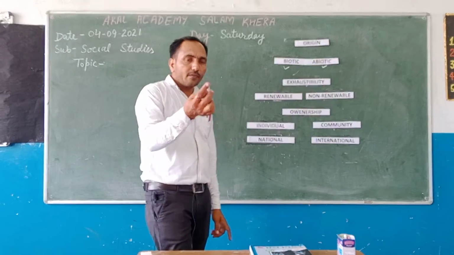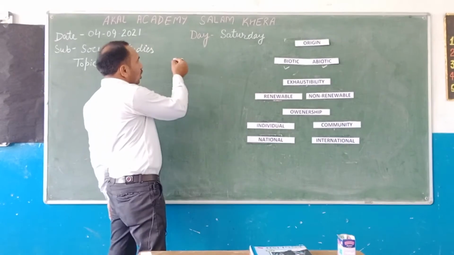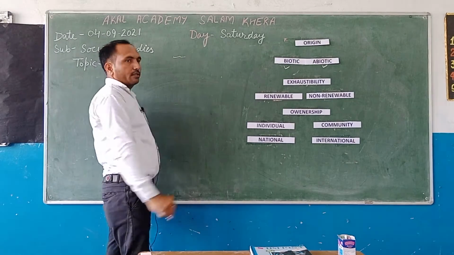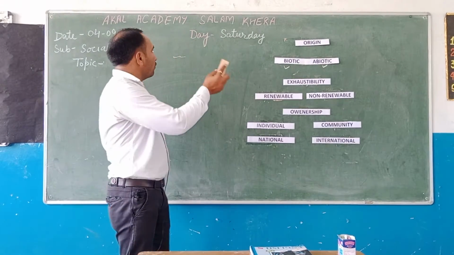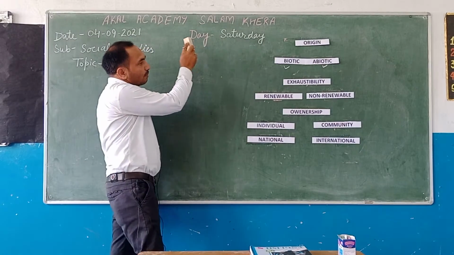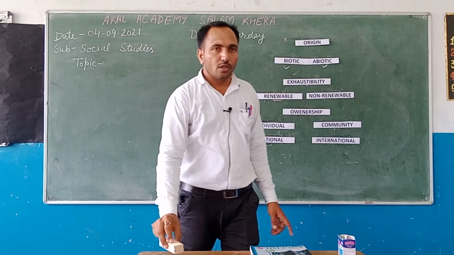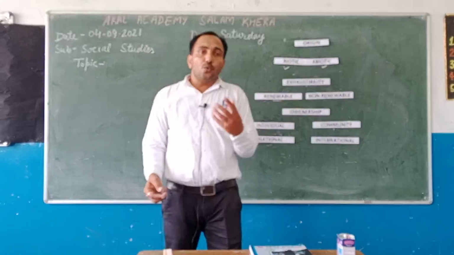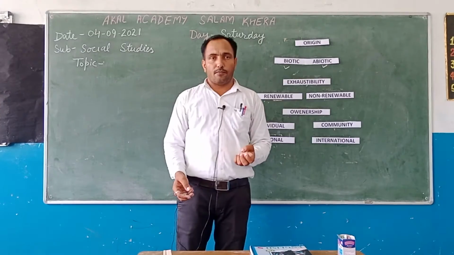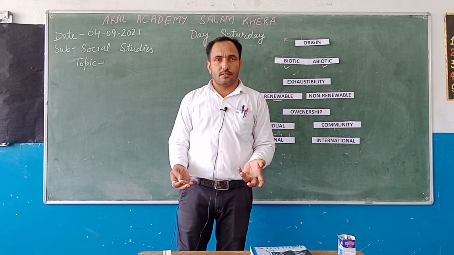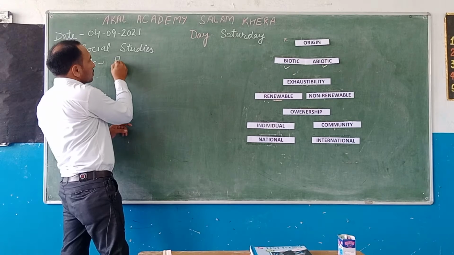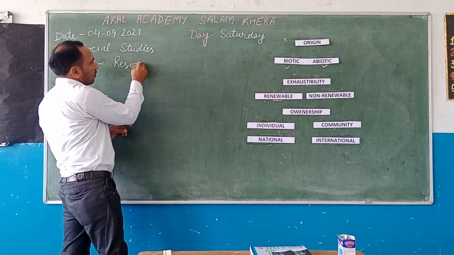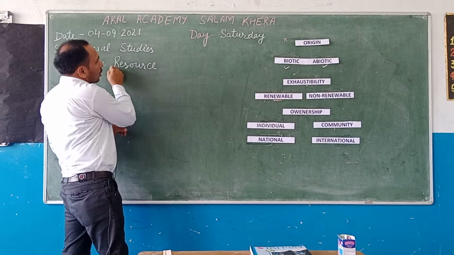Second, I have this chalk. We use this chalk to write something on the board. With the help of the duster, we rub things off the blackboard. So, which things do we use in our day-to-day life for our benefit? Those things are called a resource. What do we call them? Resource.